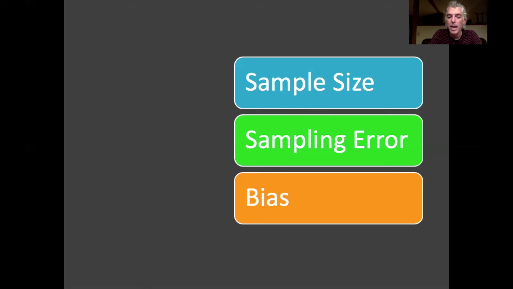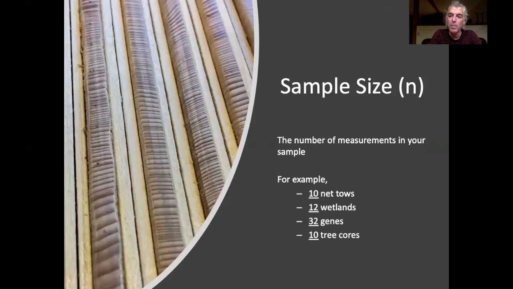So what we want to do today is to talk about three different aspects of statistical samples: sample size, sampling error, and bias. Sample size is perhaps the easiest one to think about. It's simply the number of measurements in your sample. So for example, in our sample for Bythotrephes, we had 10 observations of Bythotrephes abundance. Our sample size is 10 net tows. In other instances, we might have measured the water chemistry in 12 wetlands, or perhaps the expression of 32 genes, or maybe the growth rates from 10 tree cores.